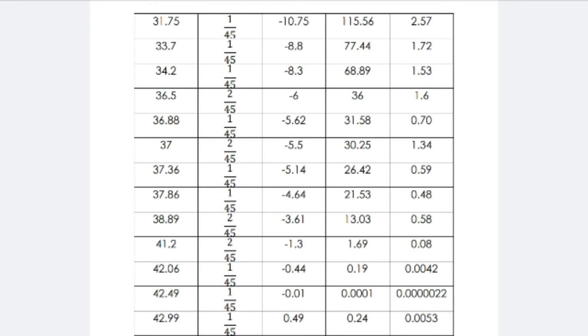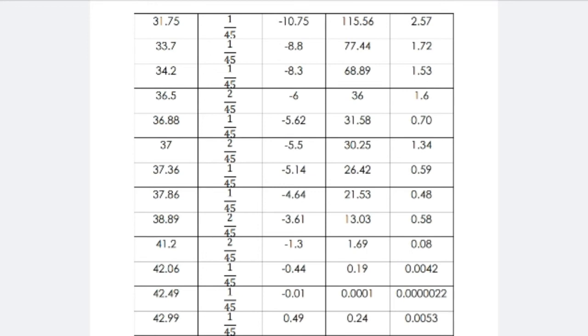The sample mean is 42.600 and its probability is 1/45. 42.600 minus the population mean 42.5 is negative 0.44 and the square of 0.44 is 0.19. The probability 1/45 times 0.19 is 0.42 10,000ths.